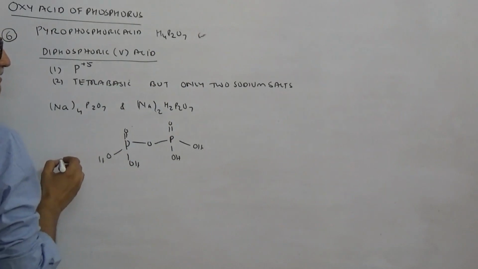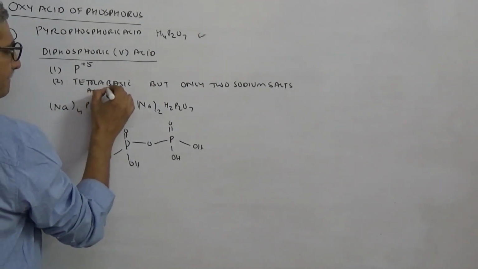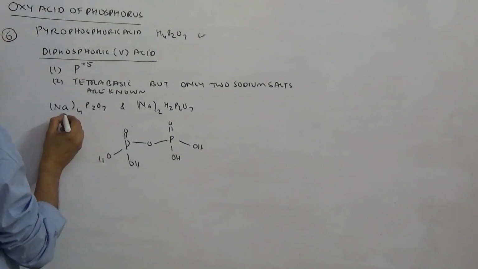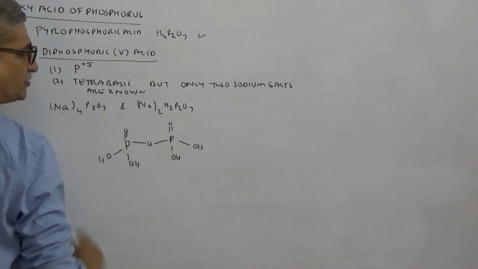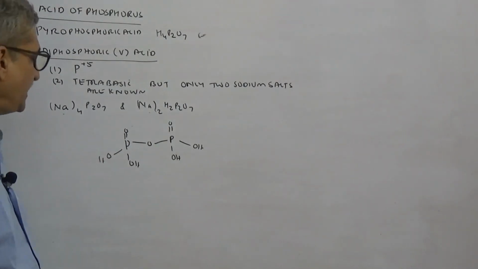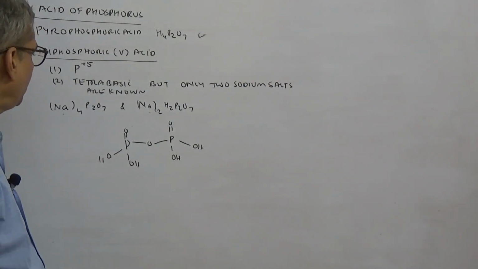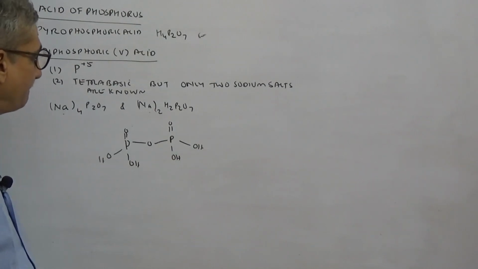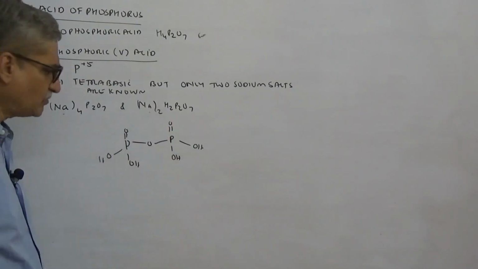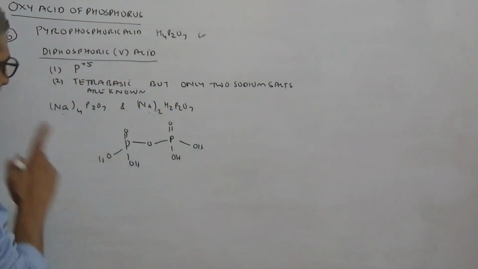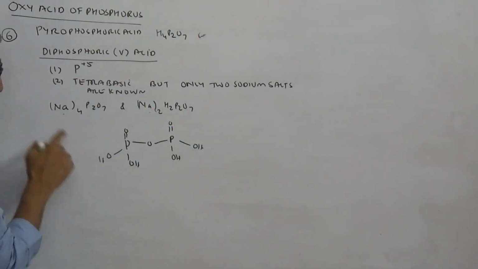Which are the 2 that are known? The tetrasodium and the disodium salts are known. The monosodium and trisodium salts are not known. Is this point clear? So you can see only 2 salts are known. This is one more indication that you should know.